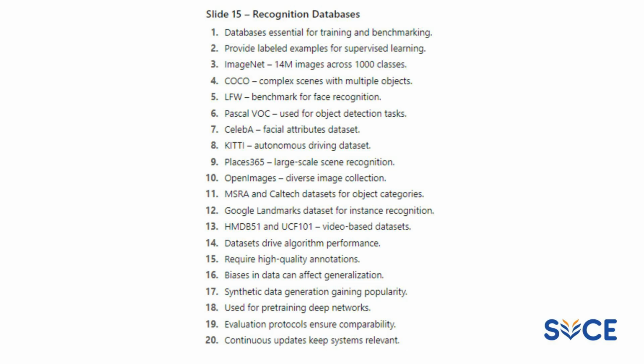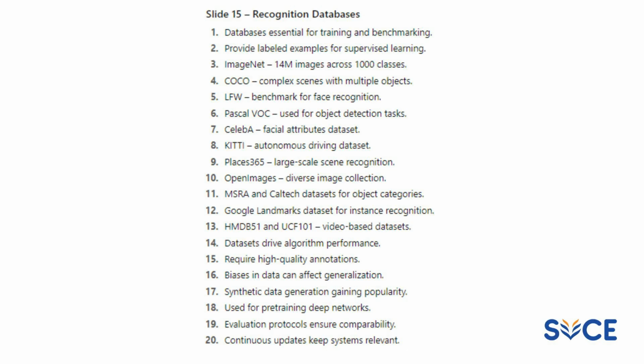In the database is essential for training and benchmarking. Basically, it provides the labeled examples for supervised learning in machine learning models. We have discussed ImageNet, with 14 million images across thousands of classes. The basic understanding of recognition databases is from where the data has been gathered, like COCO, complex scenes with multiple objects, or LFW, a benchmark for face recognition, Pascal VOC, and so on. So these are the topics we have to focus on when it comes to recognition databases.